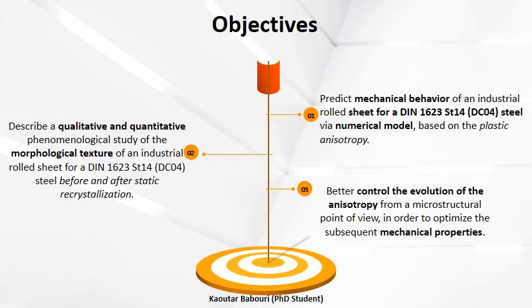Now the objectives. First objective is to predict mechanical behavior of our material via numerical model based on the plastic anisotropy. Second, to describe a qualitative and quantitative phenomenological study of the morphological texture of this material before and after static recrystallization. We can say that the aim objective is to better control the evolution of the anisotropy from a microstructural point of view in order to optimize the subsequent mechanical properties.